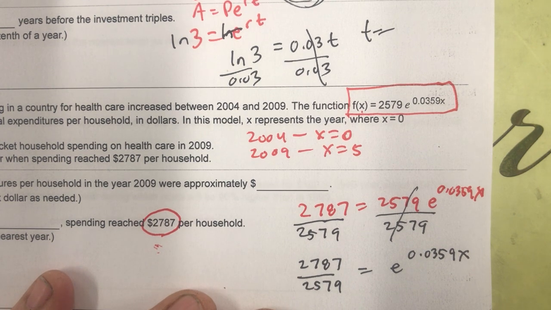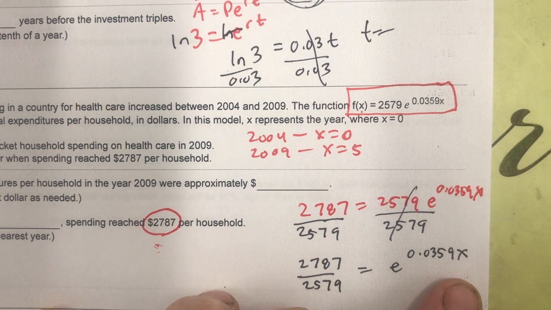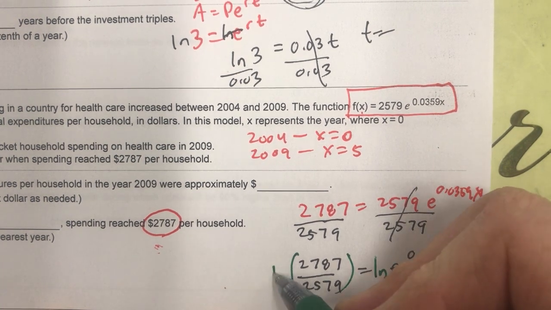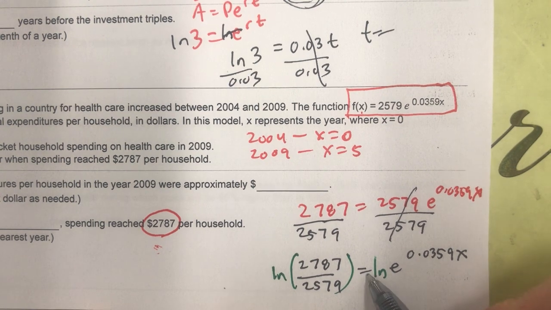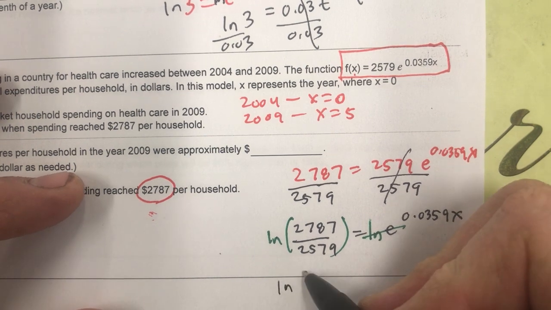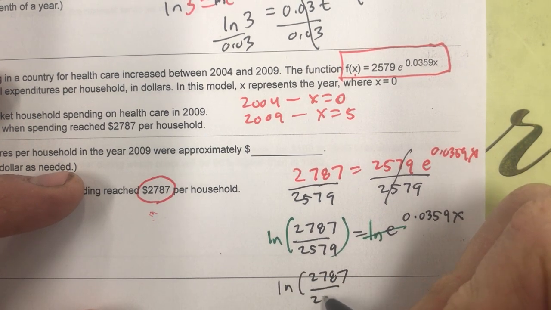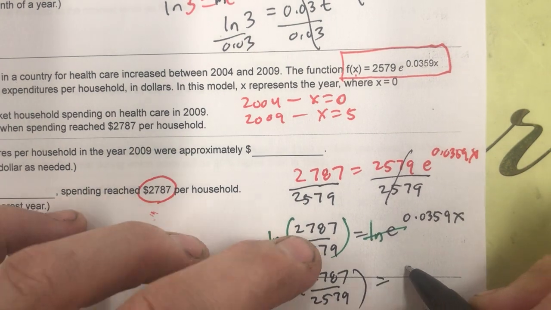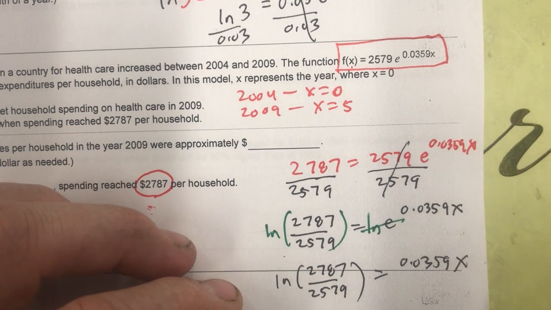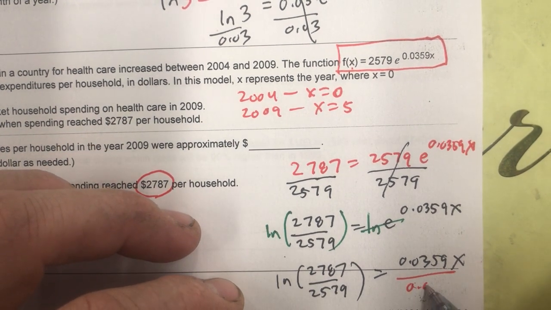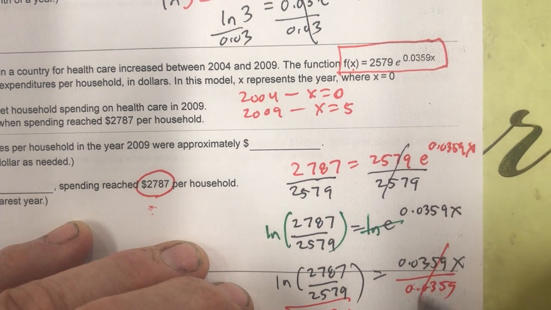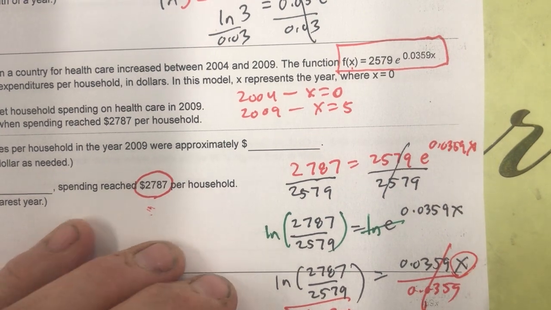And now I can do a log since my variable is in the exponent. I'm going to do a log, which is base E, so I'm going to do a natural log, both sides. All right, this cancels that off then. And so basically what I have here, the natural log of 2787 over 2579 equals 0.0359x. And there you go, to figure out x, I'm going to divide by 0.0359. This will cancel off. X is going to equal that right there.